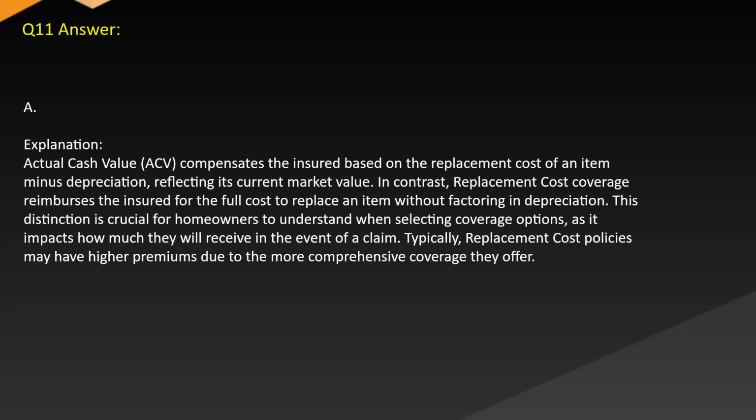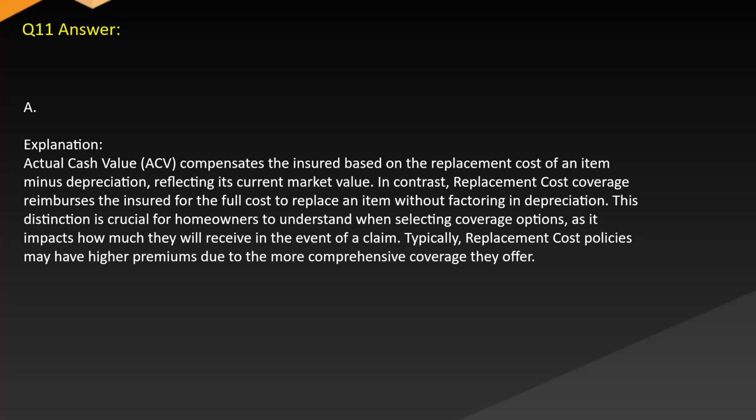Answer A. Explanation. Actual cash value (ACV) compensates the insured based on the replacement cost of an item minus depreciation, reflecting its current market value. In contrast, replacement cost coverage reimburses the insured for the full cost to replace an item without factoring in depreciation. This distinction is crucial for homeowners to understand when selecting coverage options, as it impacts how much they will receive in the event of a claim.